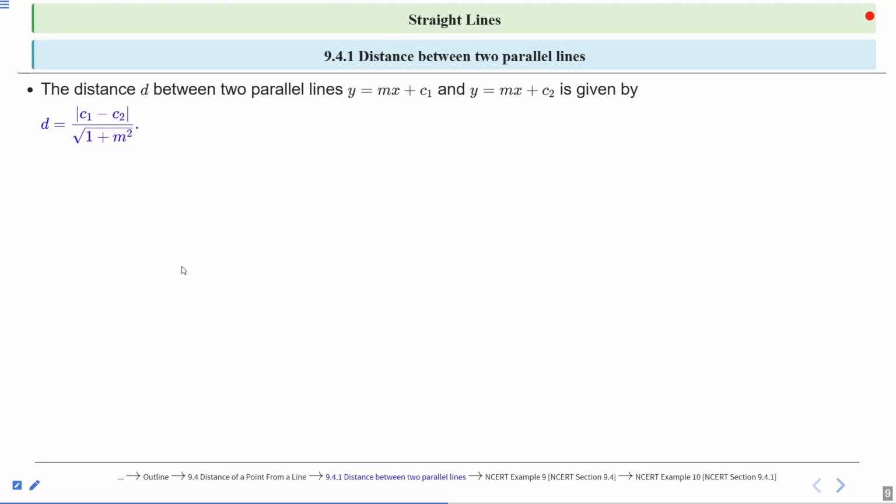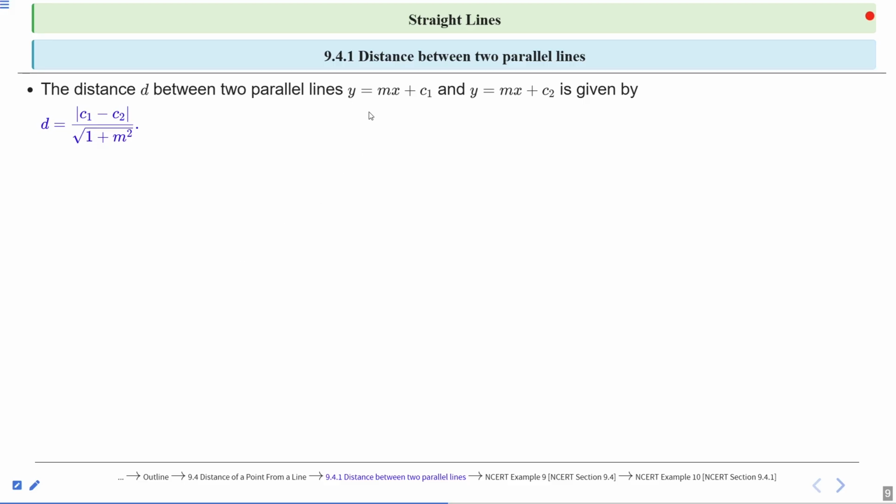So now we will find the distance between two parallel lines. We have learned the distance between a line and a point. So now we are going to learn the distance between two parallel lines. So the distance d between two parallel lines.